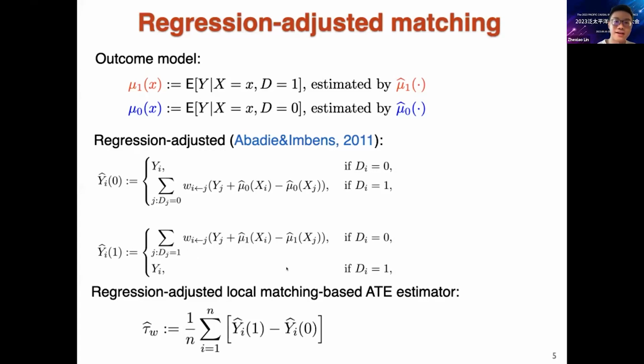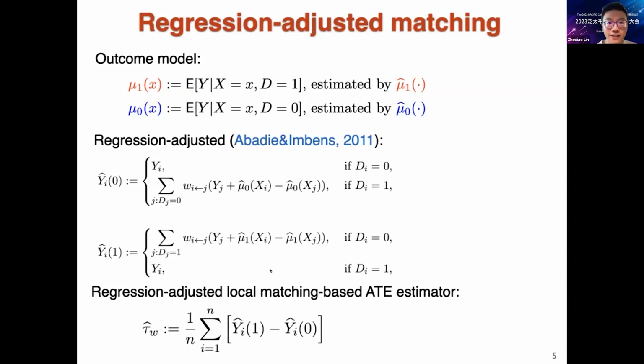Also, we can make adjustments for this estimator in the same way, and the final regression adjusted local matching based average treatment effect estimator is in this form, which is simply the average of the difference of the two estimated potential outcomes.